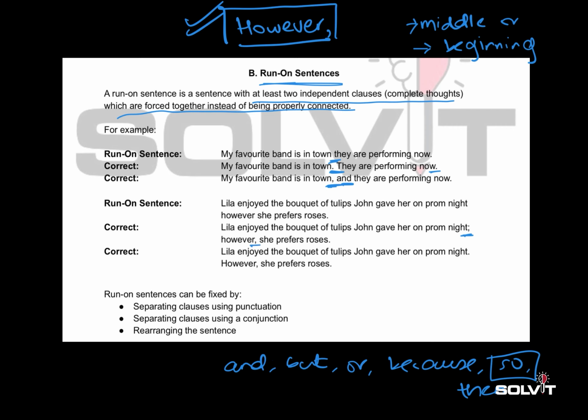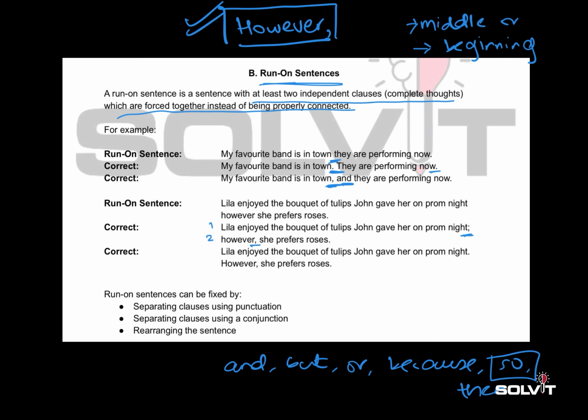So this is a good way of rewriting the sentence because of what semicolons do. I hope you remember: semicolons separate two clauses that can be complete on their own. This is the first one: Leela enjoyed the bouquet of tulips John gave her on prom night. This is the first sentence. And the second one is: however, she prefers roses. Both of these are complete sentences on their own, but they are closely related. So we can add a semicolon between them, okay? That's why we added one over here.